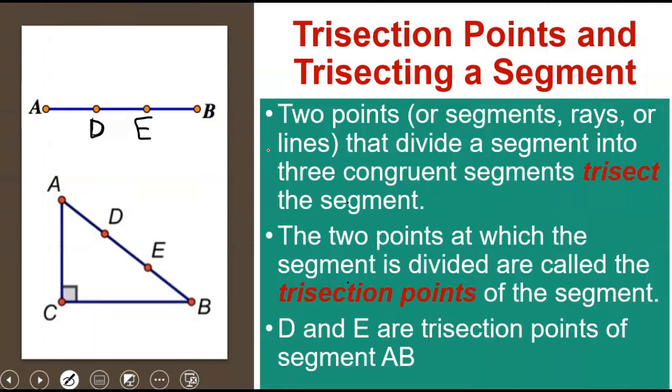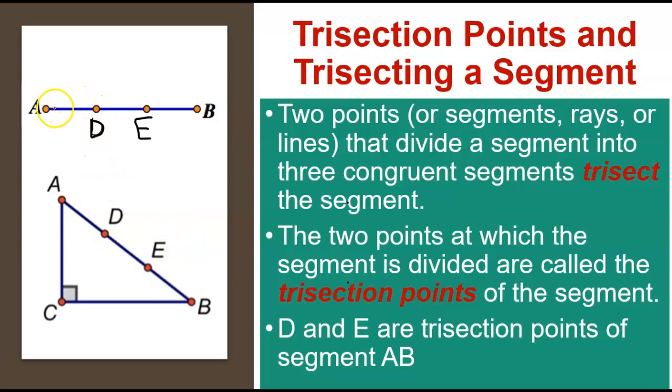Now to trisection. Trisection involves three different sections. So two points or segments, rays, or lines that divide a segment into three congruent segments trisect the segment. The two points at which the segment is divided are called the trisection points. Again, just like bisect and bisection midpoint.